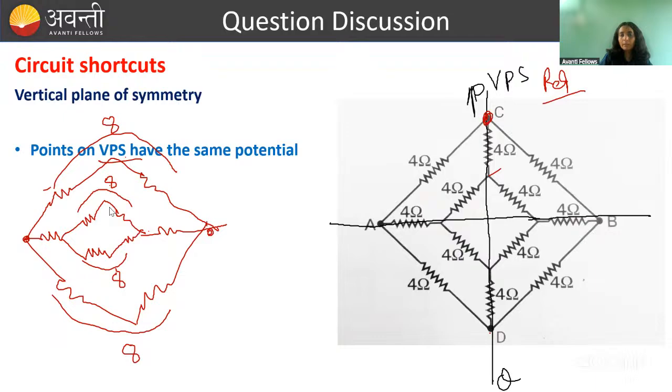So this point, this point, this point, this point, all these 4 points are having same potential. So if you say here the potential is 10 volt, here also potential is 10 volt, here also potential is 10 volt, here also potential is 10 volt.